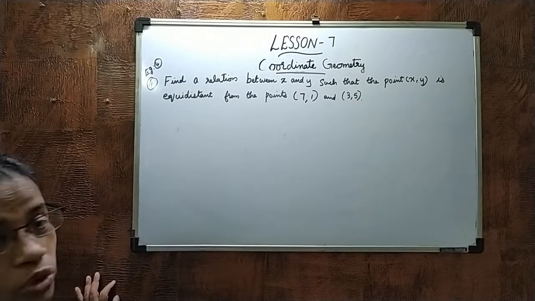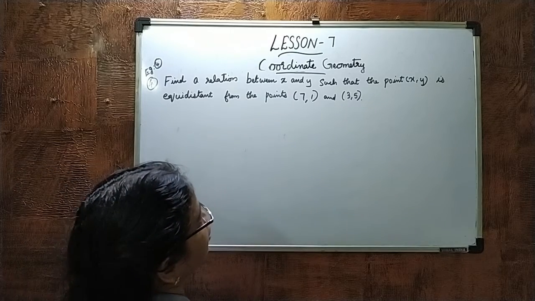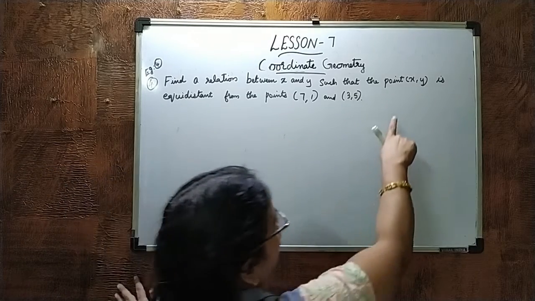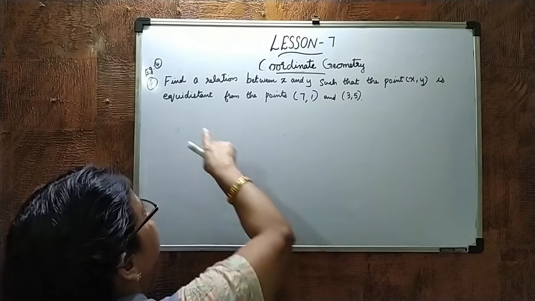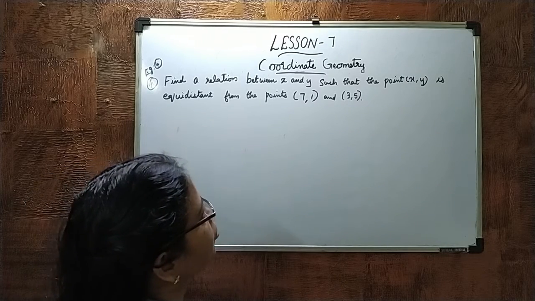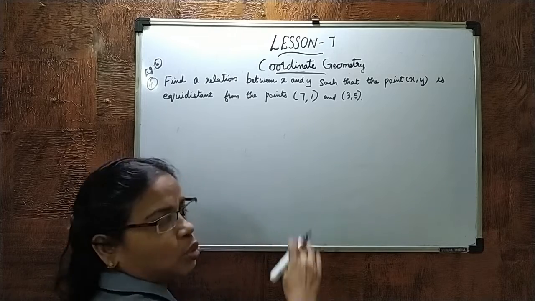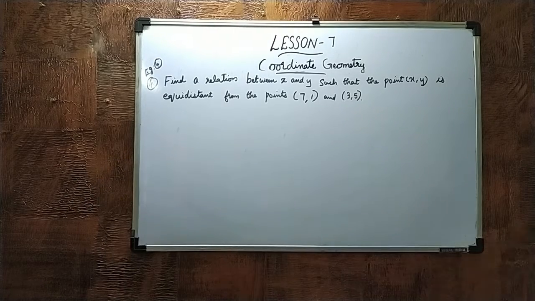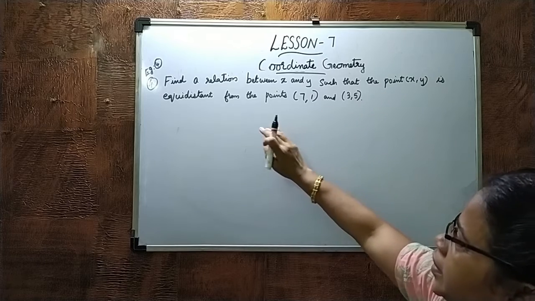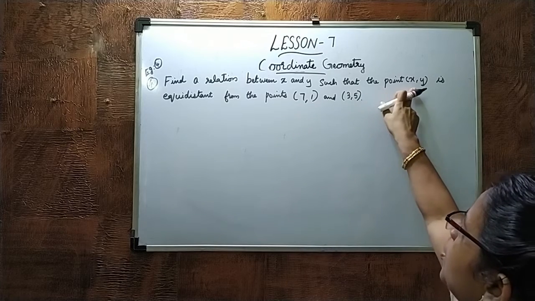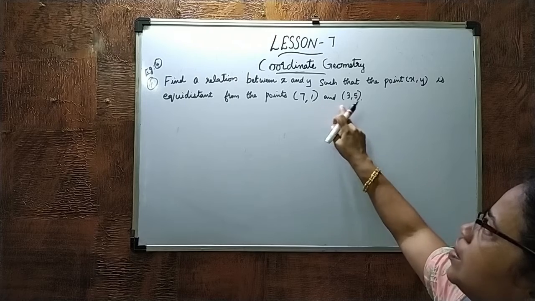Okay. So, example 4 and a fourth question, right? Find the relation between x and y such that the point (x, y) is equidistant from the points (7, 1) and (3, 5). So, 2 points already given, and one more point is there, right? And the condition is what? This point is equidistant from the points (7, 1) and (3, 5).